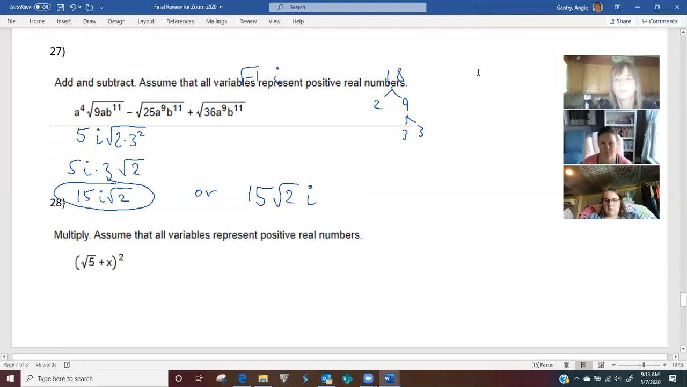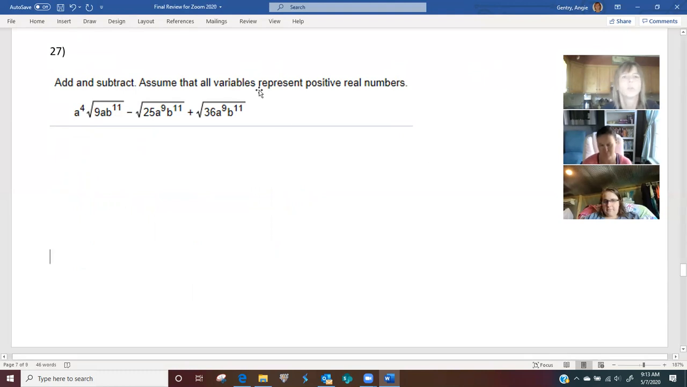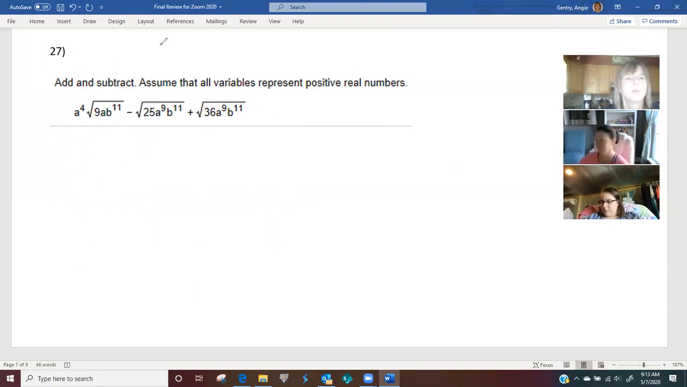Add and subtract. This is where it gets a little bit more complicated or in depth. And I don't think we did this one specifically for the exam review. This is the final review here, and we did the other day the exam review for exam 3. So to add or subtract, you need like terms, and like terms in this case means same radicand, the thing under the root, and same index. So that's not true for any of these right now. This is an apple, an orange, and a banana.